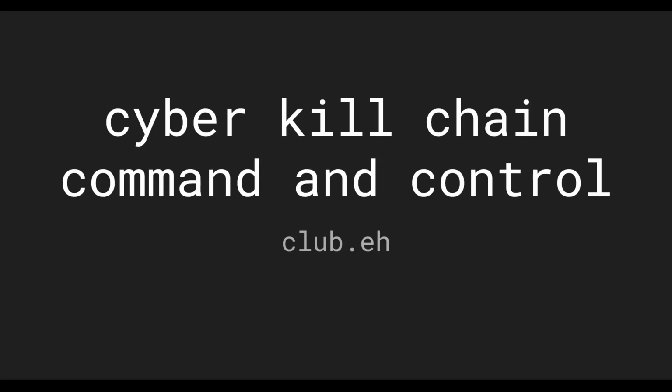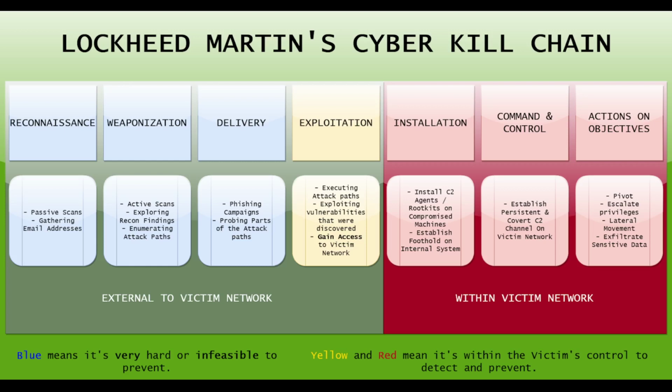This sixth segment is about the command and control phase of the Cyber Kill Chain. So again, as we've discussed in the previous phases, there are 7 phases to Lockheed Martin's cyber kill chain: recon, weaponization, delivery, exploitation, installation, command and control, and actions on objectives. Again, just a brief recap of the cyber kill chain.